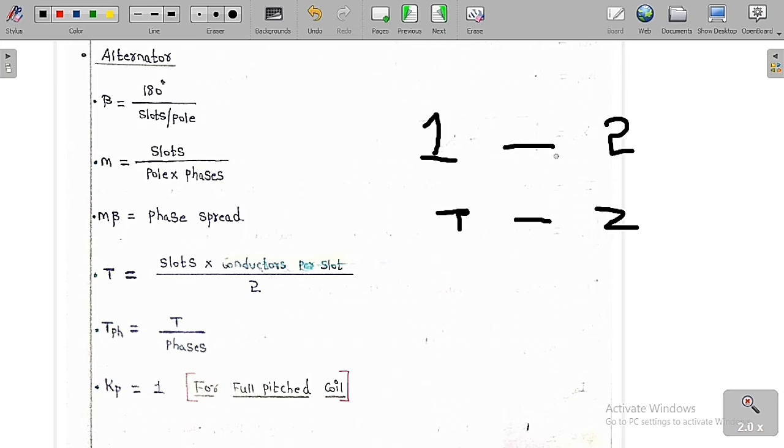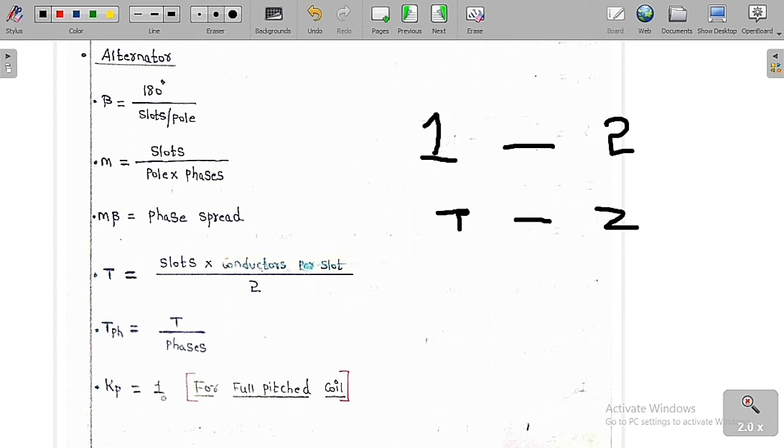So for one turn there are 2 conductors, and for T turns there are Z conductors. So doing the ratio, T is equal to Z by 2. The total number of turns is equal to the total number of conductors by 2, where the total number of conductors is slots into conductors per slot. But if you want turns per phase, take the total number of turns divided by the number of phases present. So turns per phase is equal to total number of turns by number of phases.